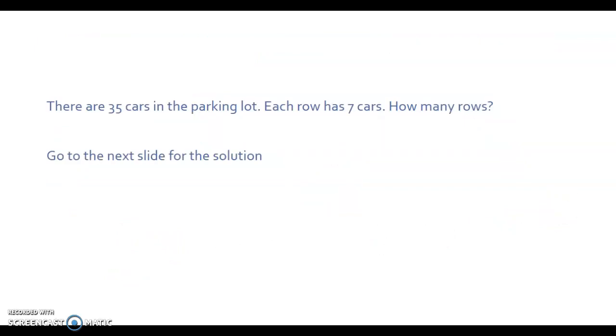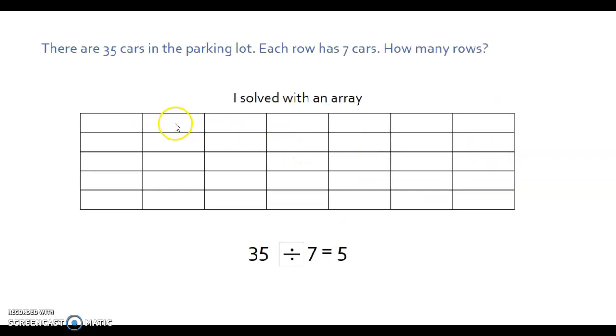There are 35 cars in the parking lot. Each row has 7 cars. How many rows? For this one, we're going to use an array to solve. I know that a row has 7 cars, so I would start off with 1 row and see how many rows I need to add to get to 35. I'm going to have an array that looks kind of like this. Here's my 7 going across, and I have 1, 2, 3, 4, 5 of those rows. So 35 divided by 7 cars gives me 5 rows.